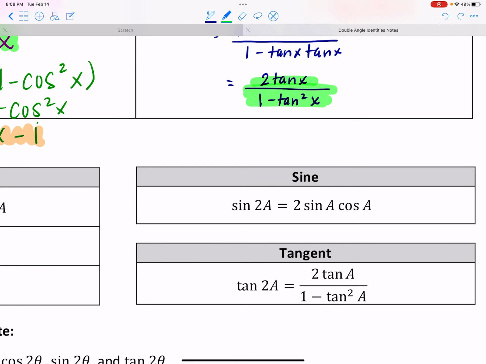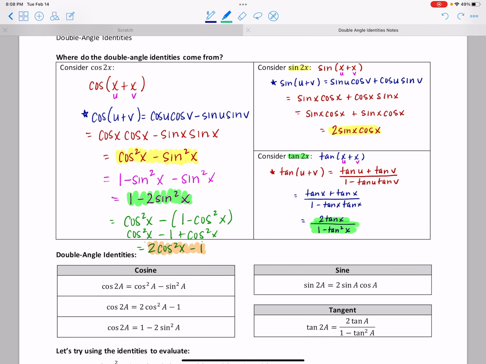So each of the double angle identities will be useful for simplifying, evaluating, verifying, but you can see how they directly come from our sum and difference identities, and how a little bit of swapping with our Pythagorean identities gets us some alternative forms.